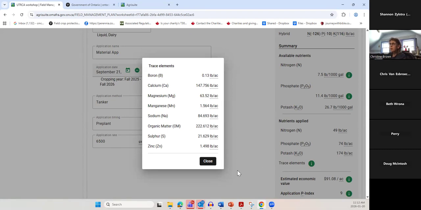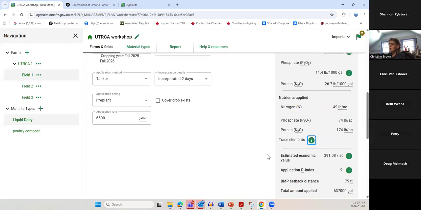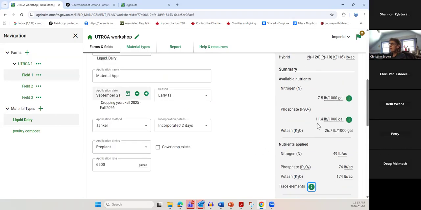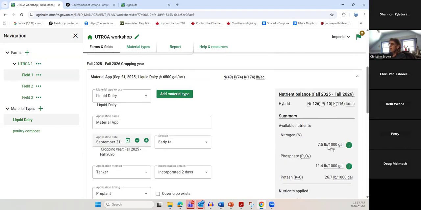Anybody have questions about this? There's a lot of information here. Then the other thing that it shows is my estimated economic value based on 6,500 gallons. Now, I might actually be able to add a little bit more than that because my phosphorus and potash levels are relatively low.